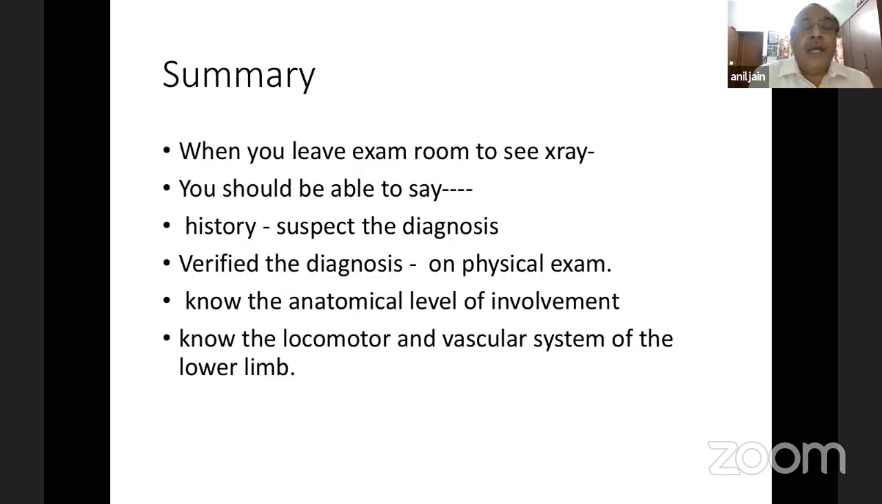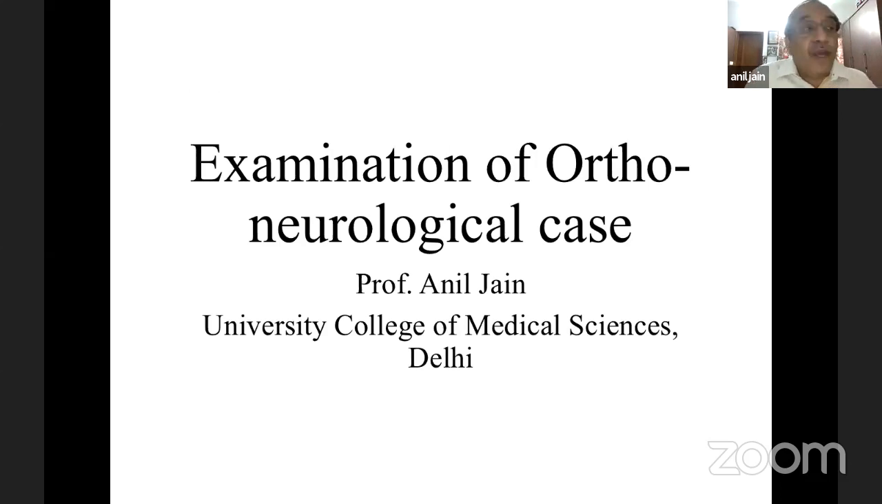So summarily, when we have finished the examination, we are able to say that by history, we have suspected the broader group of disease. We have verified it on physical examination. Now we know anatomically whether the patient has a lumbar disease, cervical disease or a dorsal disease. And we know whether the patient has a neurovascular involvement or not. So after this, we move to the neurological examination.